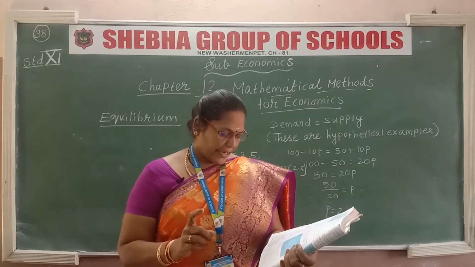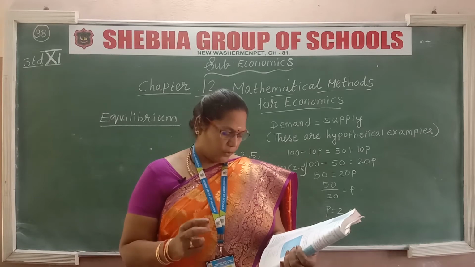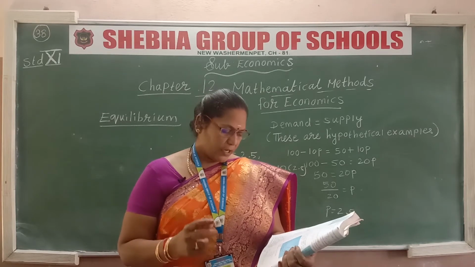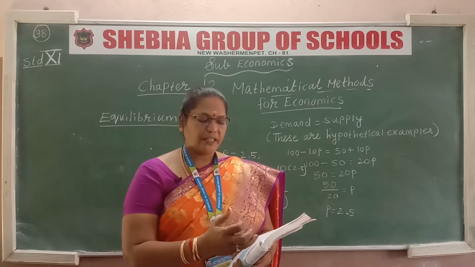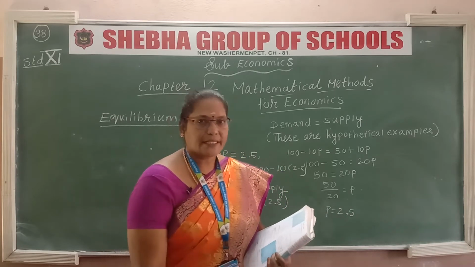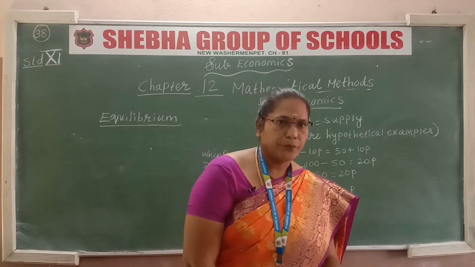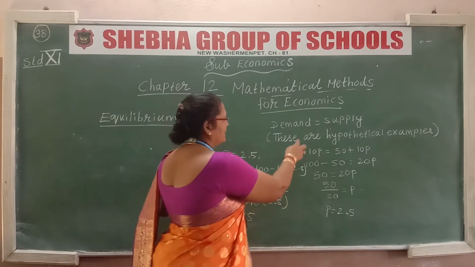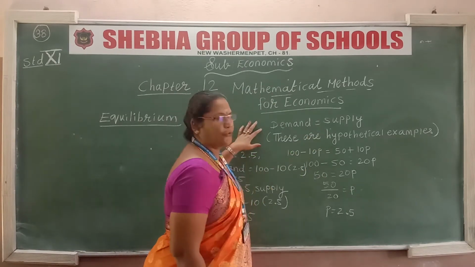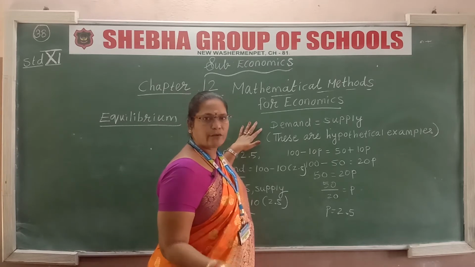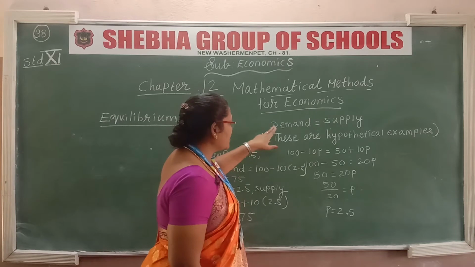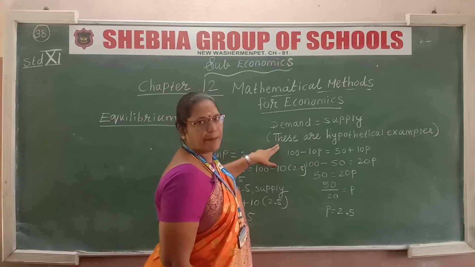So one can obtain the values of two unknowns with two equations at the equilibrium point. They have given one hypothetical example, so let us see that on the blackboard. Demand and supply: already I told you, if there is demand then there will be supply for the production, the product, whatever it is. So this is the hypothetical example they have given.